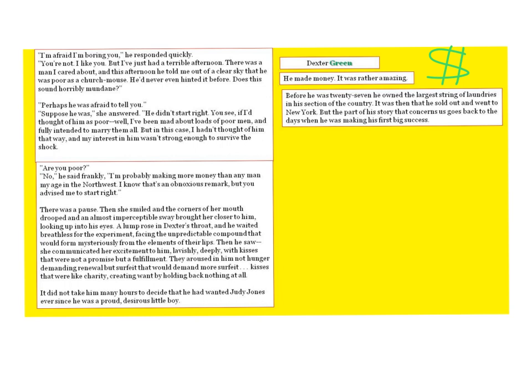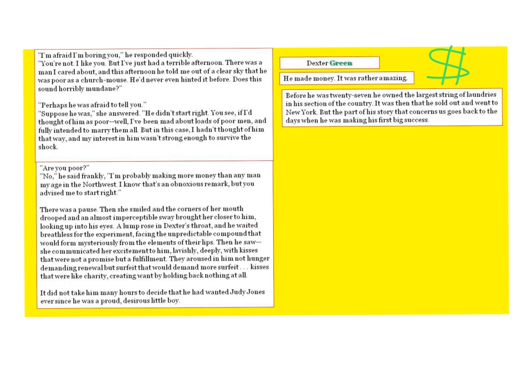If you look at this second quotation here on the left, "Are you poor?" "No," he said frankly. "I am probably making more money than any man my age in the Northwest. I know that's an obnoxious remark, but you advised me to start right." Bingo. Okay, they were the magic words in terms of Judy Jones here. "There was a pause. Then she smiled and the corners of her mouth drooped at an almost imperceptible sway, brought her closer to him, looking up into his eyes."